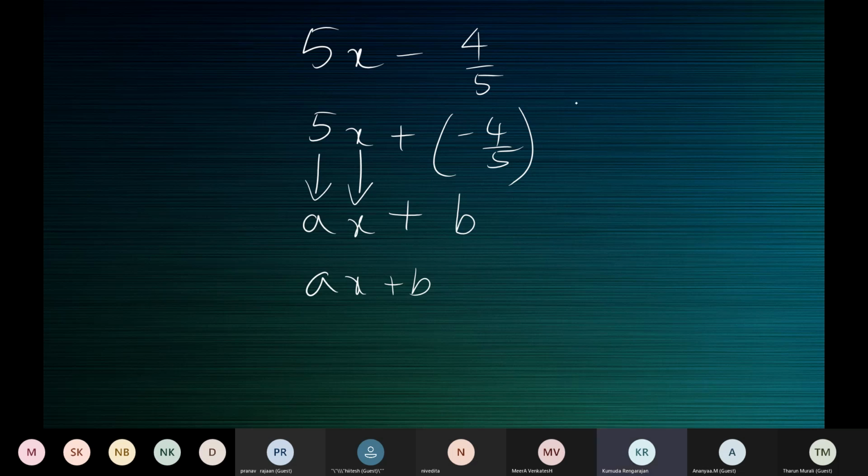Now, talking about a linear polynomial, when you equate this to 0, it's called a linear equation in one variable x. ax plus b is the standard form of a linear polynomial in one variable x. When you equate this to 0, this is the standard form of a linear equation in one variable x.